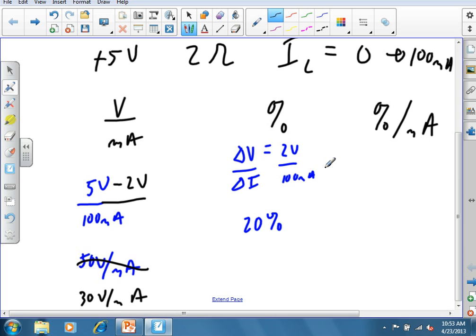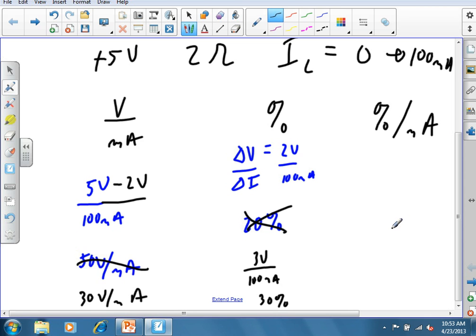All right, so the voltage changes by 3 volts and the current changes by 100 milliamps. That still looks like 30% to me. I'd go with 30%.